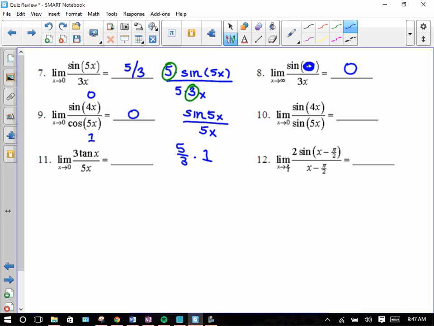Not hard, right? I just plugged 0 in. Sine of 4 times 0 is 0. So I have sine of 0, which is 0. Then I have cosine of 5 times 0, or 5 times 0 is 0. Cosine of 0 is 1. So I have 0 divided by 1, which is 0.